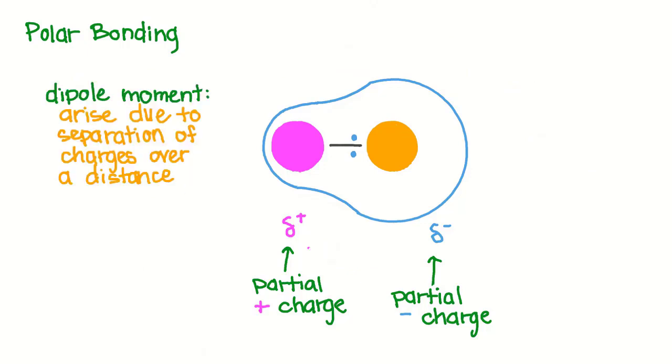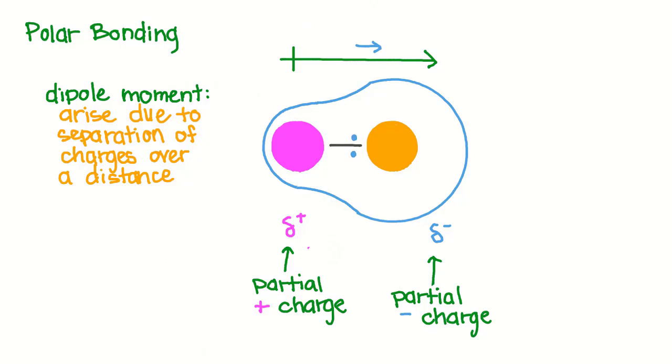Now, whenever there is a separation of charges over a distance, like we see in this polar molecule where we have these partial negative and partial positive charges, it creates what's called a dipole moment. So since there is a separation of charges in this molecule, there will be a dipole moment, which we can indicate with an arrow like this. One end of this arrow has a plus sign on the end, which will always be on the positive side of the molecule. And then the arrow will point towards the negative side of the molecule.